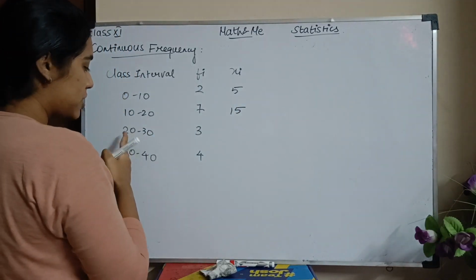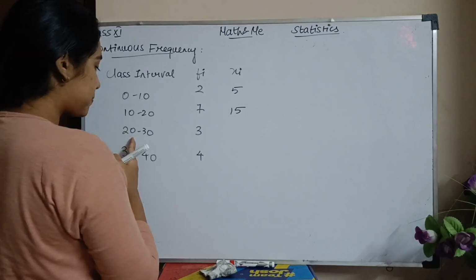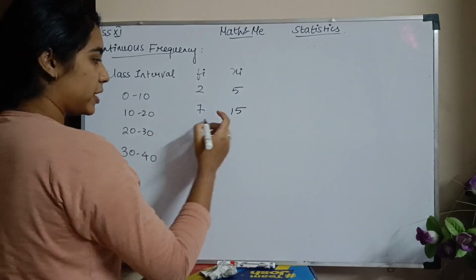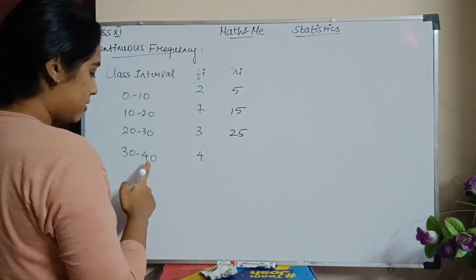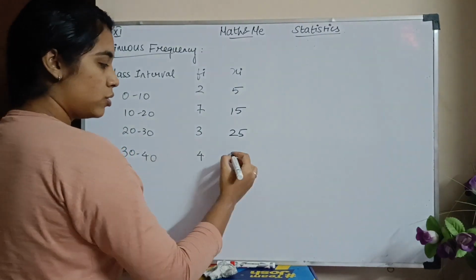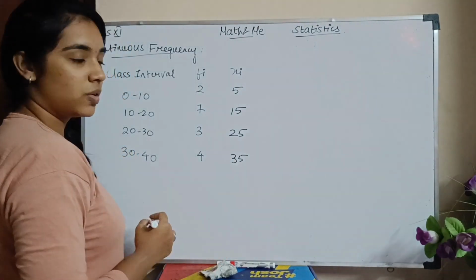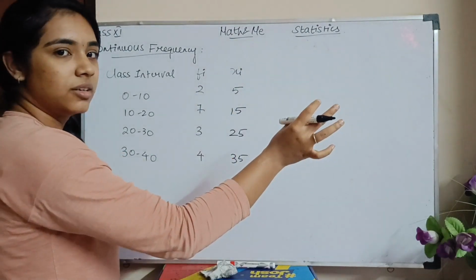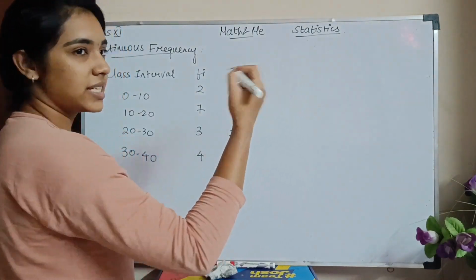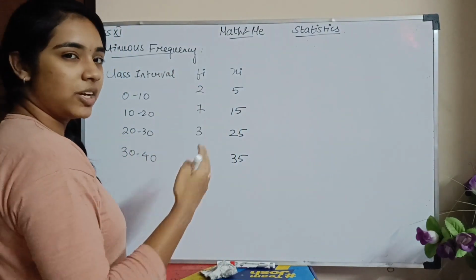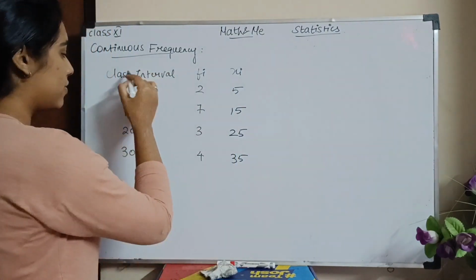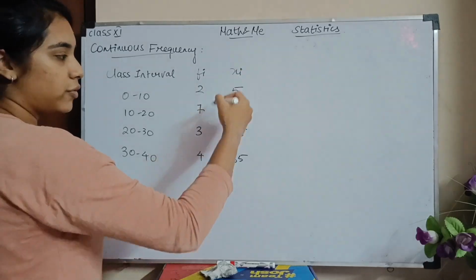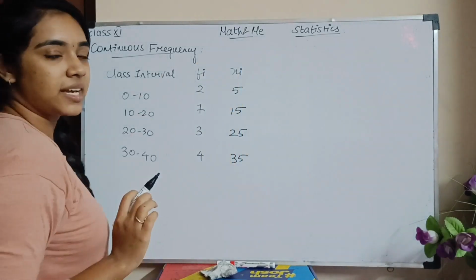Now 30 plus 20, which is 50. 50 divided by 2 is 25. 40 plus 30 divided by 2, which will be 35. So you only have to find out the values of xi. For mean it will be sigma fi xi divided by sigma fi. For the mean deviation, it will again be the same formula. So if you are given the class interval, you have to get the values of xi from that.